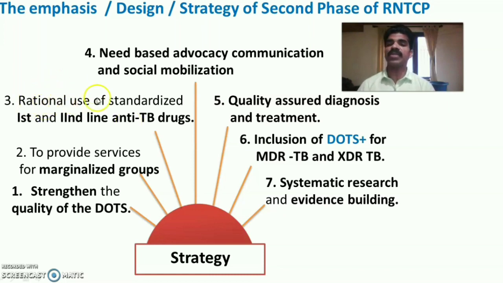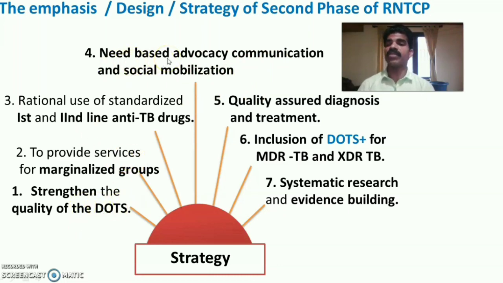The third strategy was rational use of standardized first line and second line anti-TB drugs for the treatment of tuberculosis. So rational use, economical use, or the complete use of standardized first line and second line anti-TB drugs throughout the treatment of TB patients. The fourth strategy was need-based advocacy, communication and social mobilization to increase the awareness of the people about the RNTCP programs and about the DOTS programs.